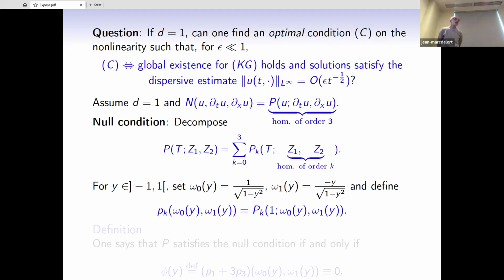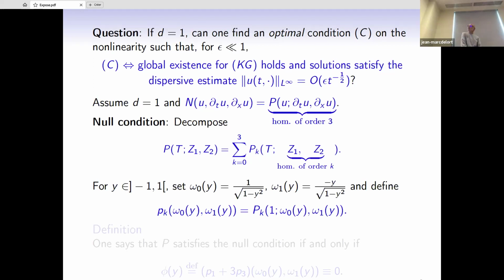To explain it, I decompose P, which is a polynomial on T, Z1, Z2, as a sum of components Pk of T, Z1, Z2, where Pk will be assumed to be homogeneous of order k in Z1, Z2, and so homogeneous of degree 3 minus k in T.